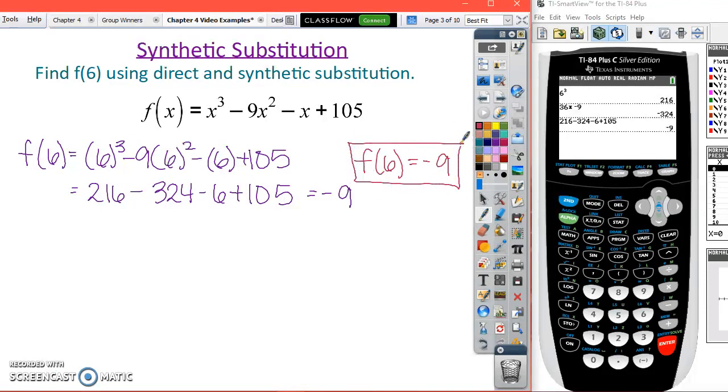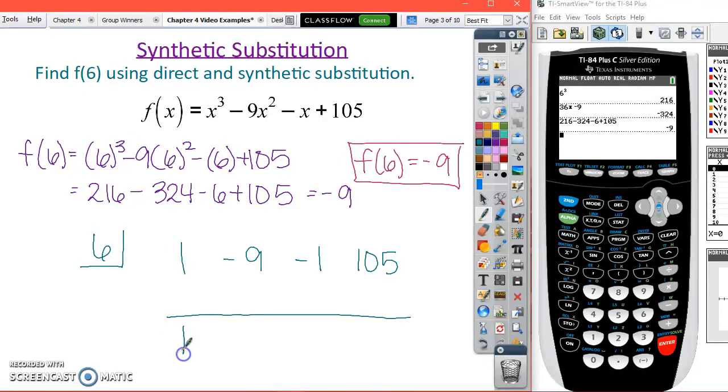Okay. Another way to do this is using synthetic substitution. And so what I'm going to do is take the coefficients of each of these terms. And if there wasn't one of these terms, so if there wasn't an x squared, I would replace it with a 0. So I'm going to take the coefficients, so 1, negative 9, negative 1, and 105. I'm going to leave a space below it and draw a bar. And up here in the corner, I'm going to put a little box, and I'm going to plug in my x value right there. So our notation is a little bit different than what we're used to.